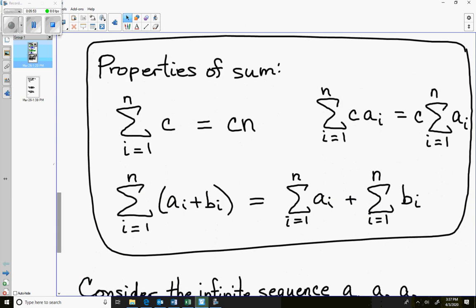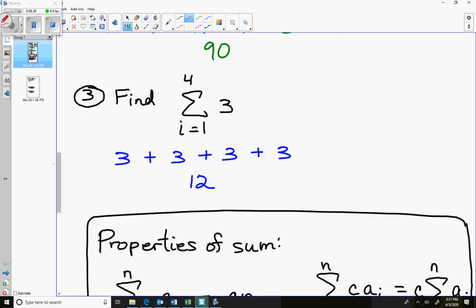All right, some properties. Here are some properties that you need to know. They're kind of straightforward here. If we have a summation from i equals 1 to n of a constant, now, it does have to start with 1, from 1 to n of just a constant, it's just going to be the constant times n. That's what we just demonstrated right here with example 3.